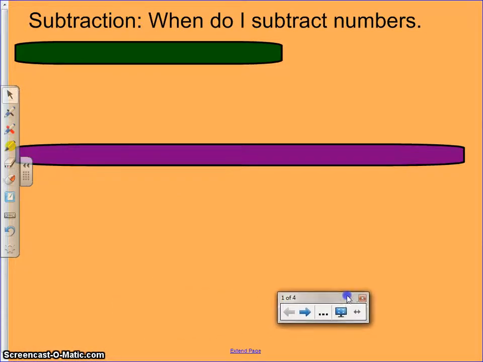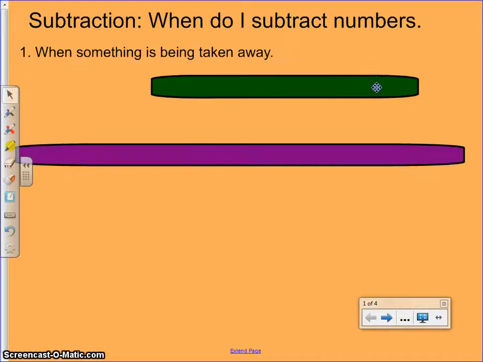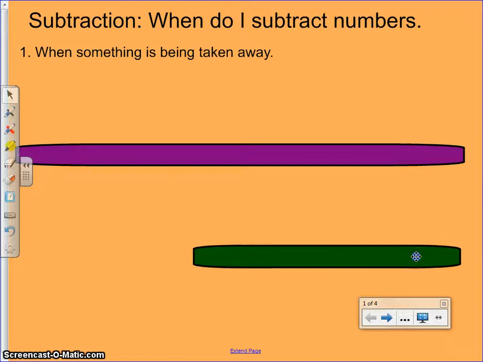Alright guys, so we're going to start taking a look at subtraction. And really what we want to look at is knowing when do I subtract numbers. That's really important. You don't want to be adding when you're supposed to be subtracting. And really there are two cases where we subtract, and that is when something is being taken away.